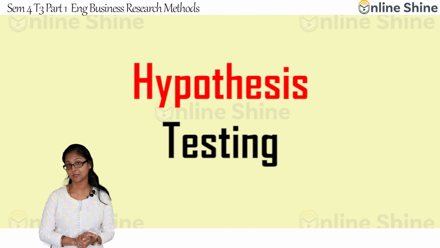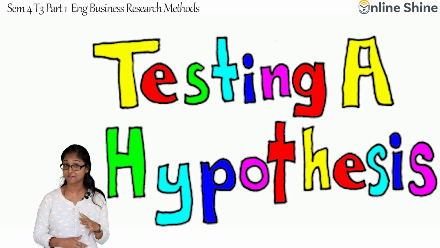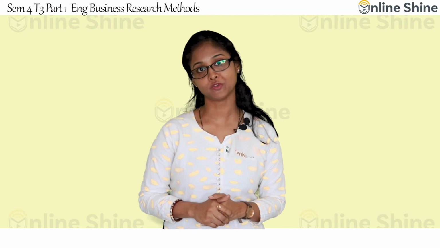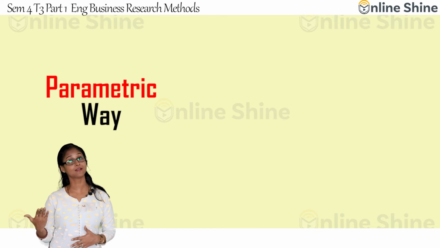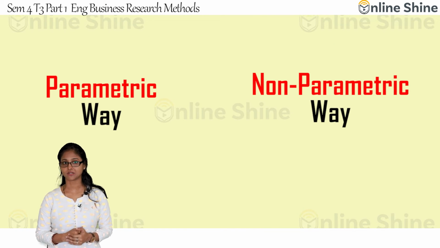The next stage is the hypothesis testing. After analyzing the data as stated above, the researcher is in a position to test the hypothesis, if any has been formulated earlier. Now there are two different ways through which you can do this hypothesis testing. One is the parametric way and the other is the non-parametric way. Now, what is parametric and what is non-parametric?